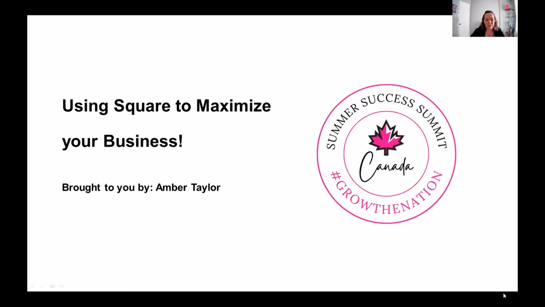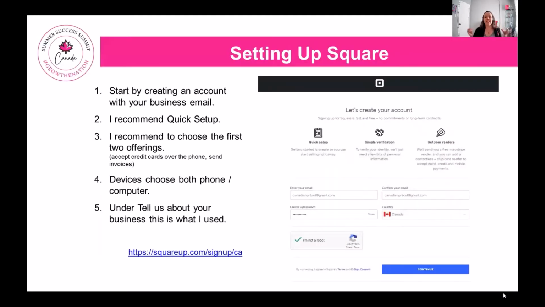I'm going to start by setting up Square. You can find the link to Square under your My Business tab in the COO and under My Business Partners. You could also go to squareup.com/signup/CA for Canada. Start by creating an account with your business email. If you haven't created a business email yet, I would definitely do that now. It can be something like Pure Romance by Amber, whatever you want, just try to make it professional and memorable.